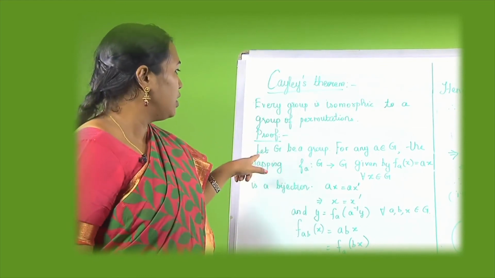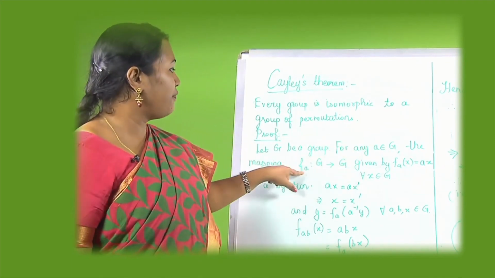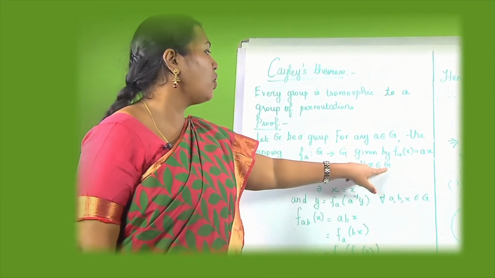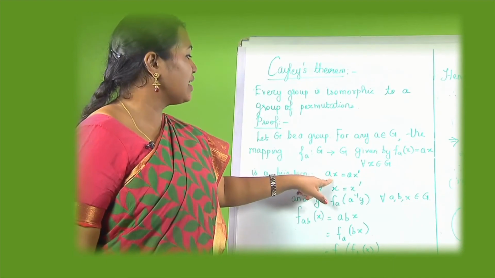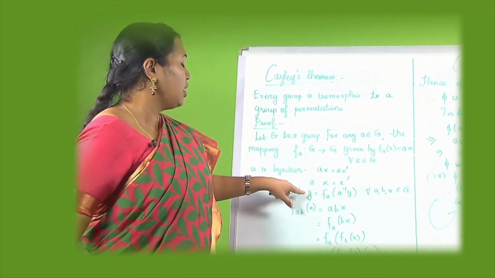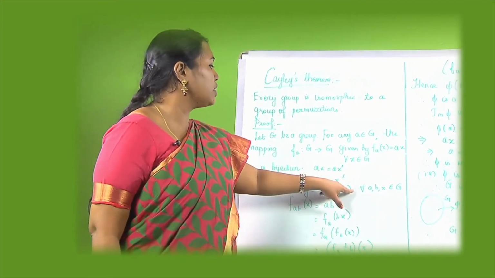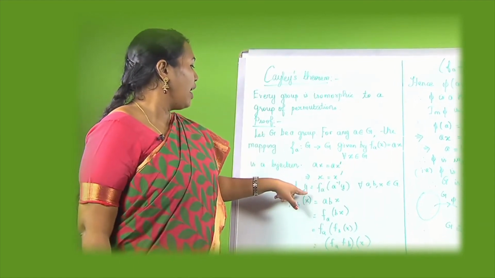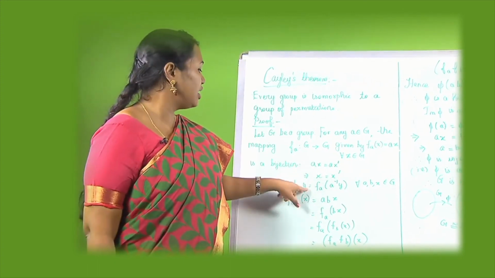The proof: let G be a group. For any a belonging to G, the mapping Fa from G to G is given by Fa(x) = ax for all x belonging to G. We have to prove that it is a bijection. So, ax = ax' implies x = x'. And if we take any y, then y = Fa(a inverse y), where y belongs to G, and hence we can say that it is a surjection.